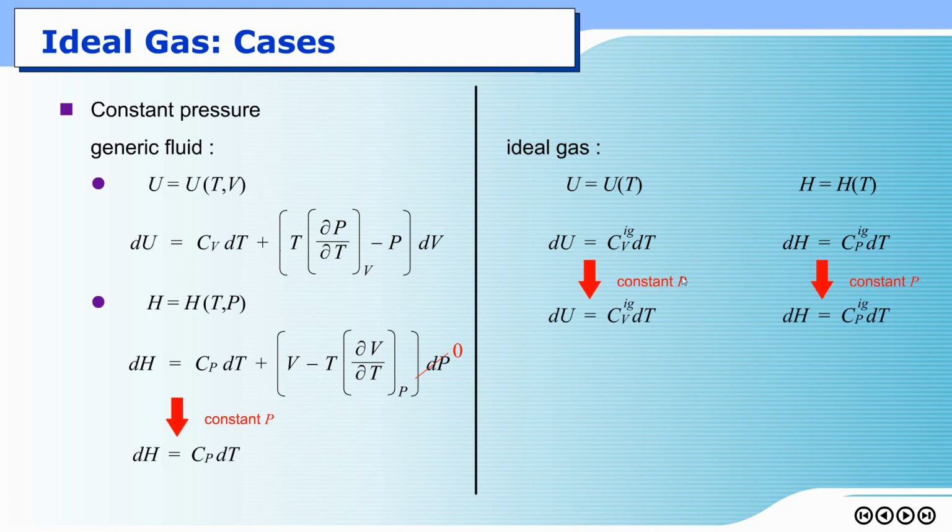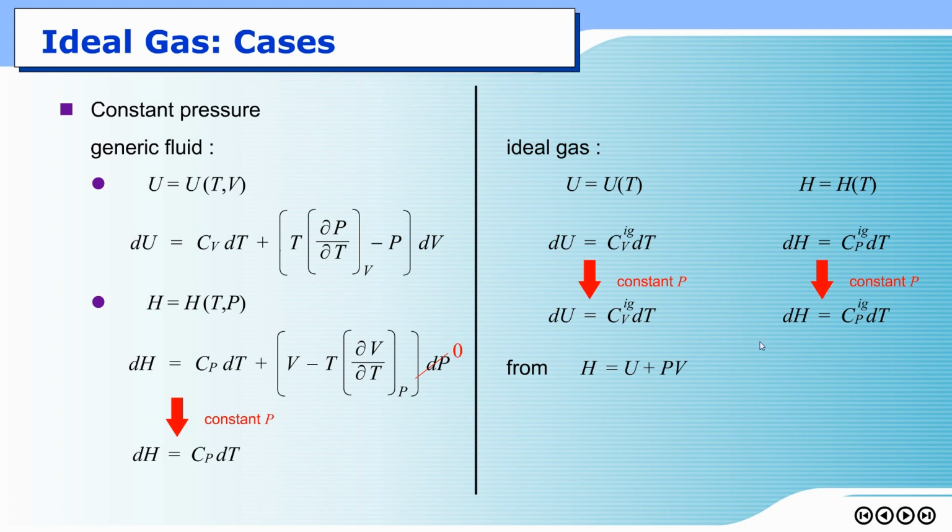For ideal gas, if you apply the constant pressure to these two equations, once again, as long as it depends on temperature change only, both internal energy change and enthalpy change depend on temperature change only. It doesn't matter whether pressure changes or not. So you still have the same equation.